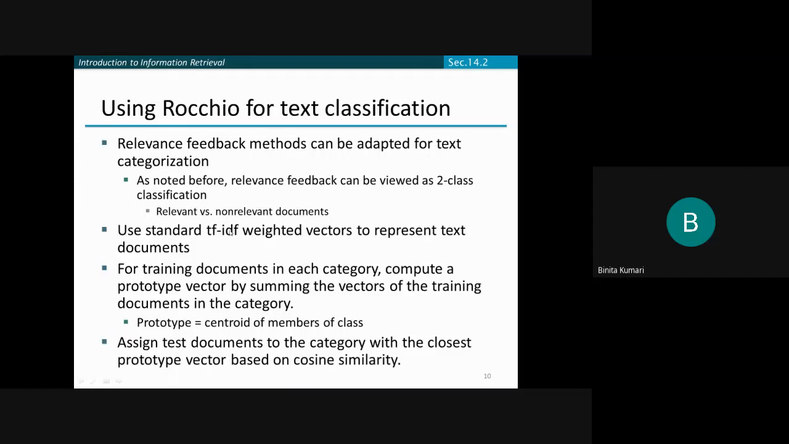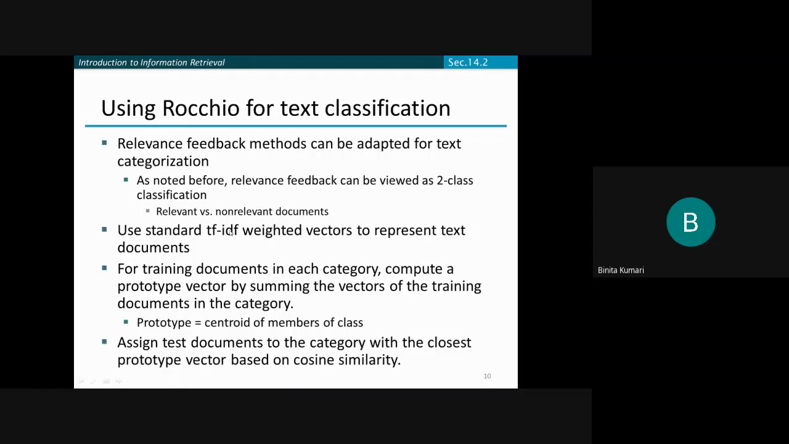So for training documents in different categories, we compute a prototype vector. Now, what is the prototype vector? It is the centroid vector, obtained by summing the vectors of the training documents in that category. And then we assign the test documents to the category with the closest prototype vector based on the distance formula, that is, cosine similarity.